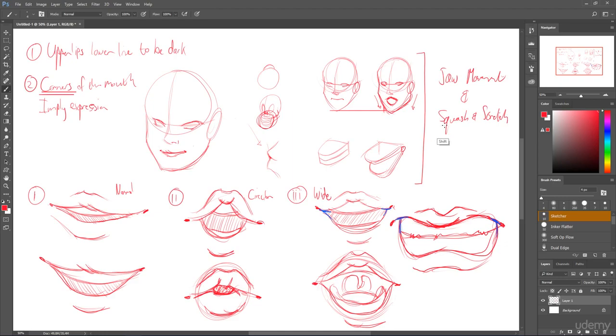And really just be logical when you're thinking about the squash and stretch. What is going to move? Well, the skin on the cheeks is going to move. The skin on the side of the jaw is going to move. The mouth is going to open wider as the jaw goes lower and so forth. So just really be logical about it.